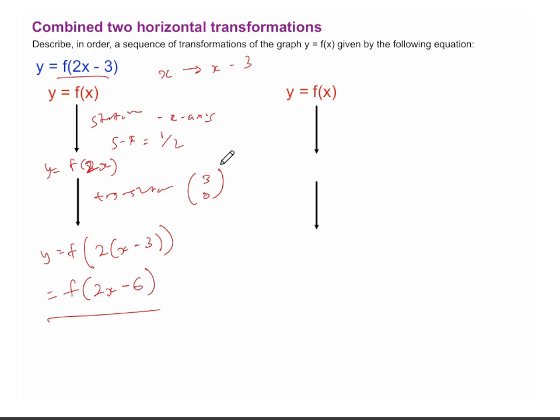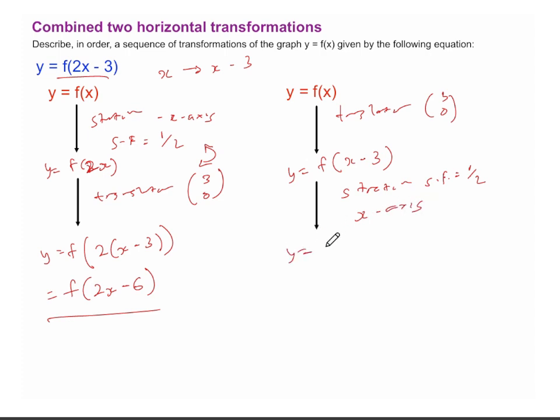But let's look at the other way. What if we switch these around? We start off with translation (3, 0), which gives us y equals f of x minus 3, right? Then we would stretch with scale factor of a half in the x-axis, and we end up getting y equals f of... remember, here x is becoming 2x. And so f of 2x minus 3, which was exactly what we wanted initially. The main point is that these two are different because we changed the orders.